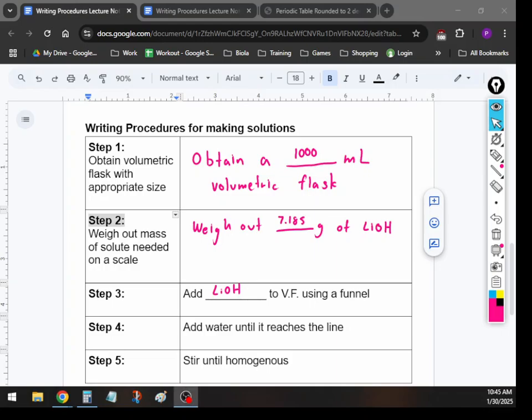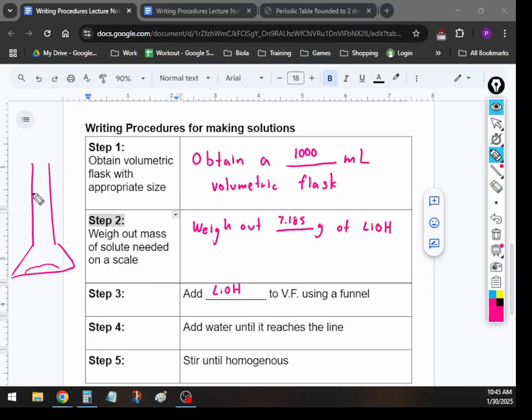All right, let's go to step 4. For step 4, you're going to add water. So basically what we did in step 1, we got the flask. So this is our flask. Step 2, what we did was we weighed out the chemical. Step 3, we added the solid chemical in there. And then what we're going to do in step 4 is we're going to add water into the chemical.